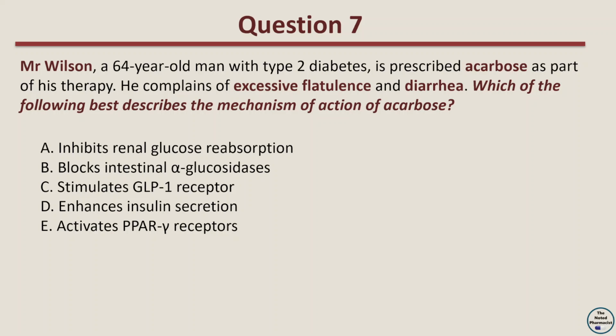Option A, inhibits renal glucose reabsorption. Option B, blocks intestinal alpha-glucosidases. Option C, stimulates GLP-1 receptor. Option D, enhances insulin secretion. Option E, activates PPAR gamma receptors.